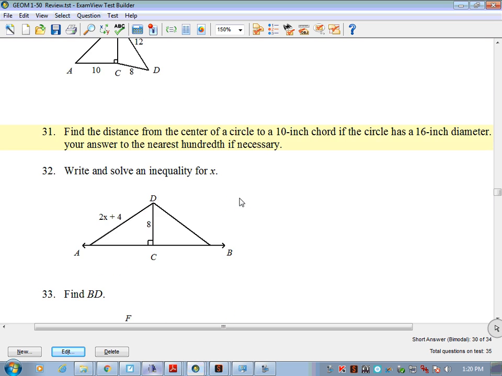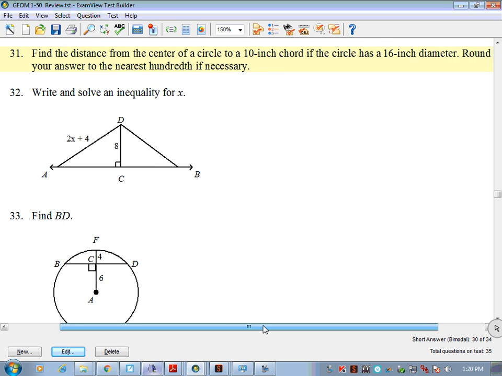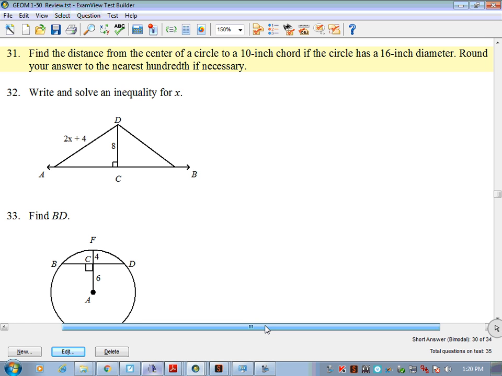Number 31, find the distance from the center of a circle to a 10-inch chord if the circle has a 16-inch diameter. Round your answer to the nearest hundredth, if necessary. This is one that requires some additional thinking.